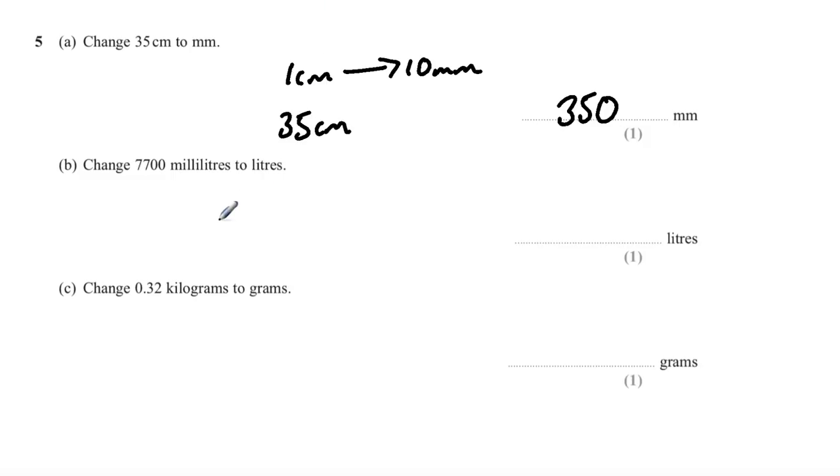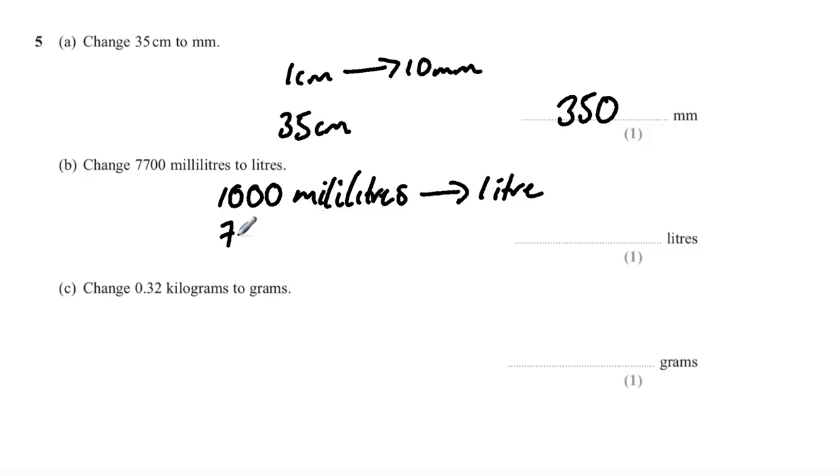Question 5b, change 7,700 milliliters to liters. So what we know so far is that 1,000 milliliters is equal to 1 liter. And we want to convert 7,700 milliliters to liters. So what we need to do is divide 7,700 by 1,000. So our answer should be 7.7 liters.